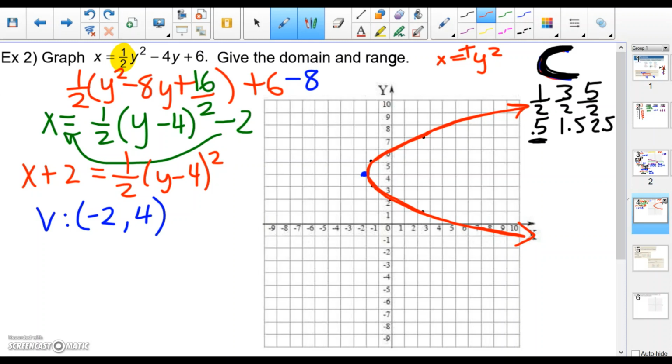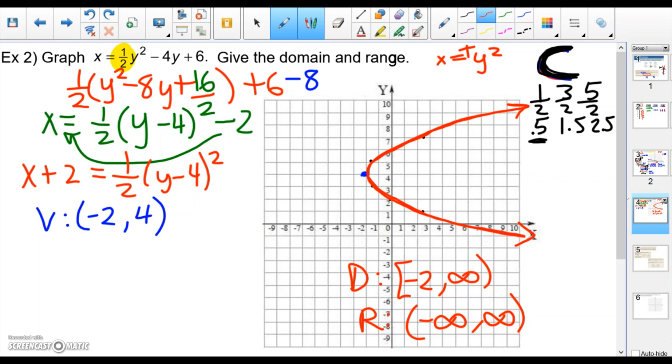We need to give the domain and the range. So domain, remember it's the x numbers. Looks like it goes from -2 inclusive to infinity. And the range is the y numbers. The possible y numbers would be all real numbers, like that.